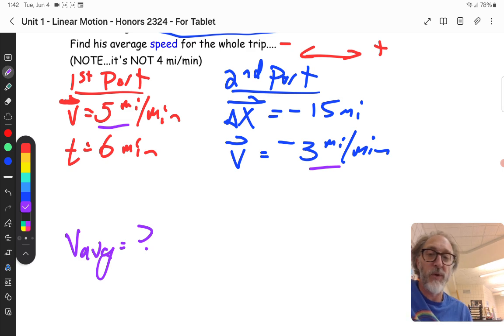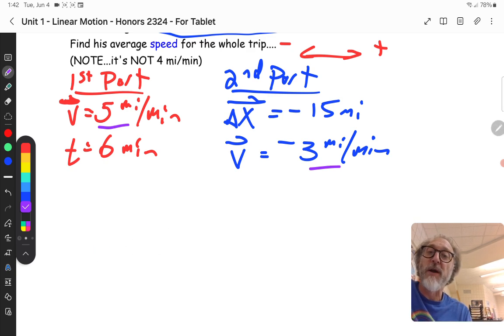We have to stick to the equations. All right, so we are... oh, I just lied, didn't I? We're not looking for average velocity. I'm sorry, we're looking for average speed. My bad. On the next slide, we're going to do average velocity. All right, so what is average speed?